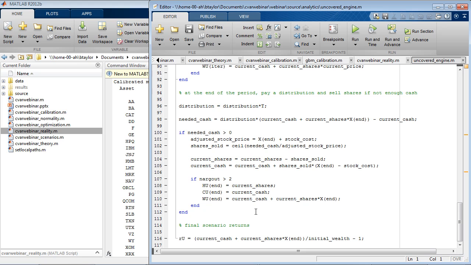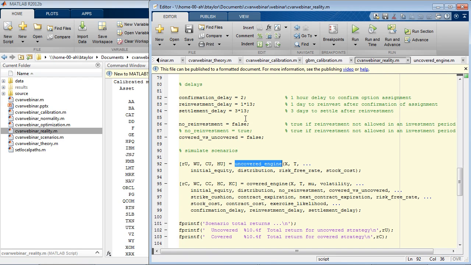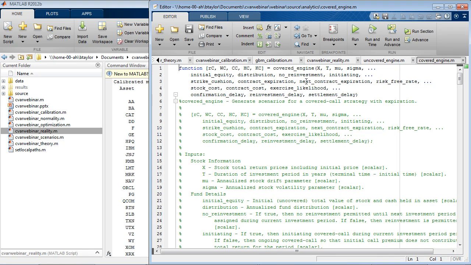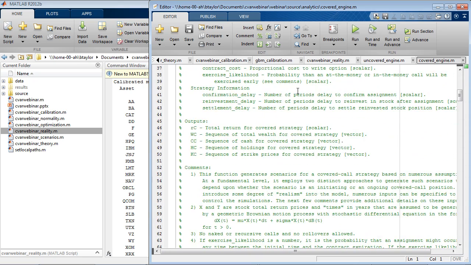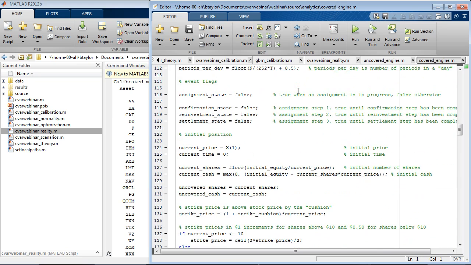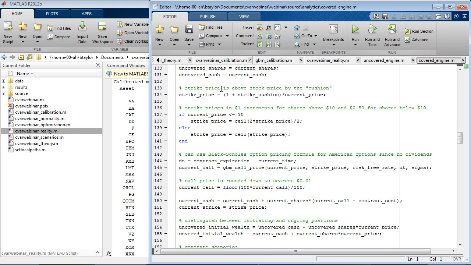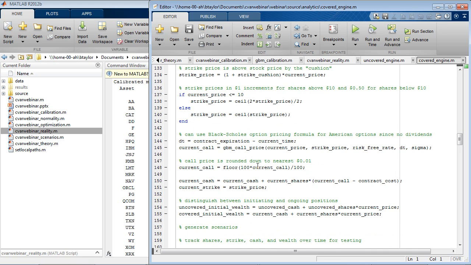Now, in the case of the covered position, that's much more complicated and in some ways more interesting. In this case, you're getting the underlying geometric Brownian motion process for a particular stock to generate the scenario, but then there are all these other inputs that are associated with the strategy. And the main thing that's happening here is the same type of architecture where you're initiating your position. In this case, you're setting up the call option, and if you have an ongoing position, the option is already there.